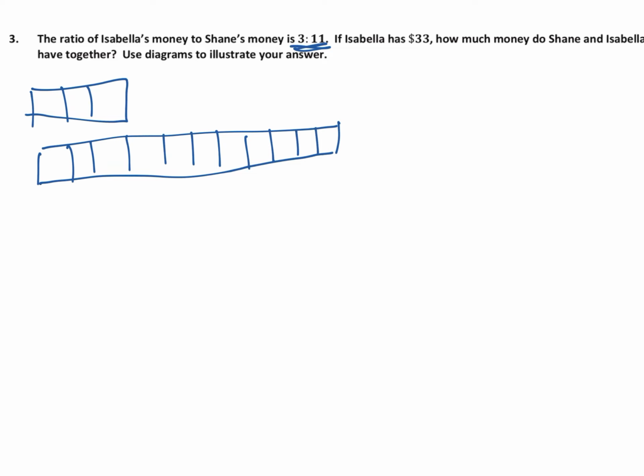So, if Isabella has 33, Isabella to Shane, Isabella has 33, how much needs to go in each of those 3 boxes? That means 33 split into 3 groups. Each one's going to get 11. Since the ratio is 3 to 11, that means 11 needs to go in all 11 boxes.